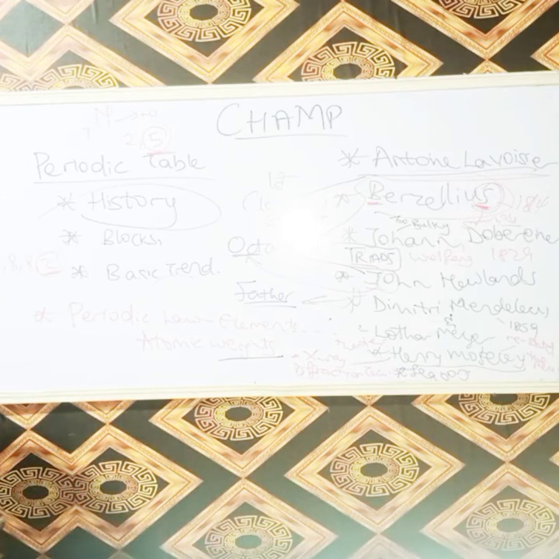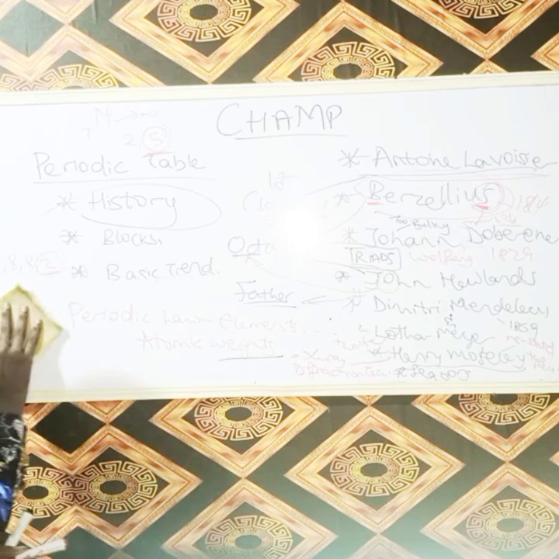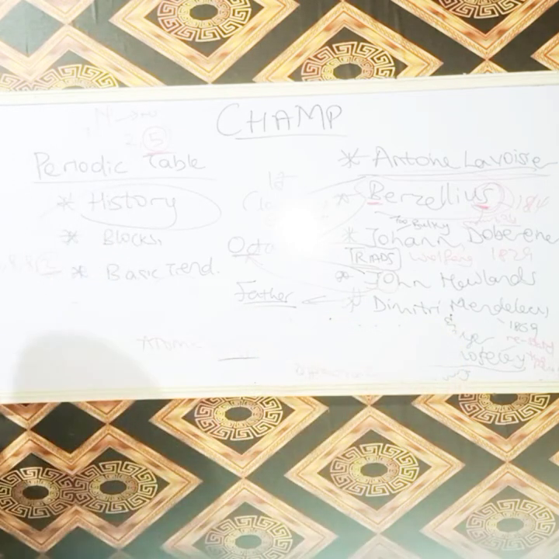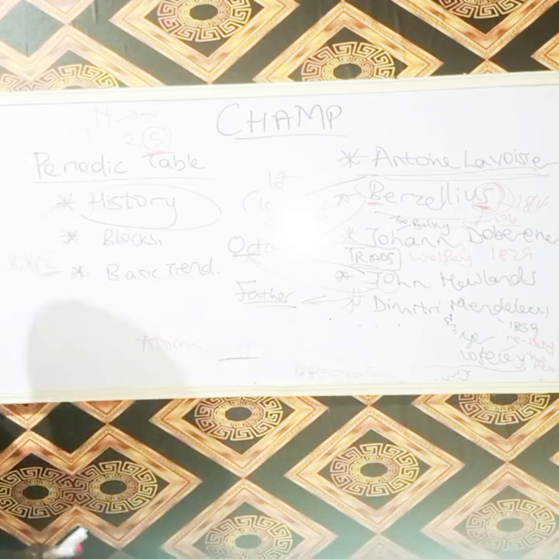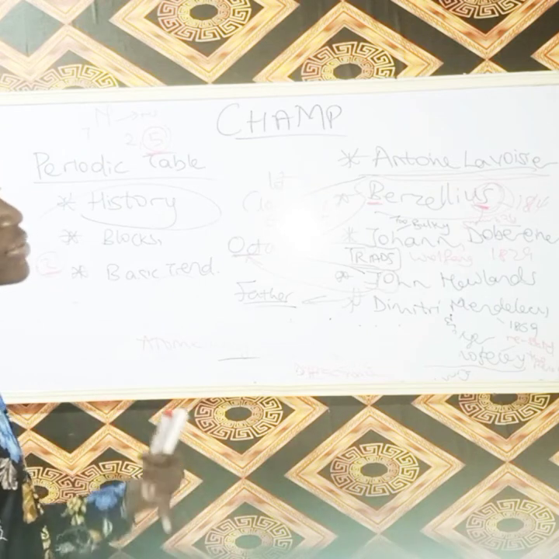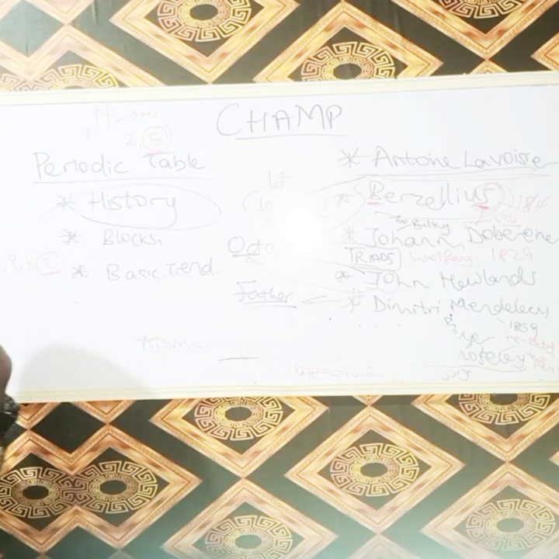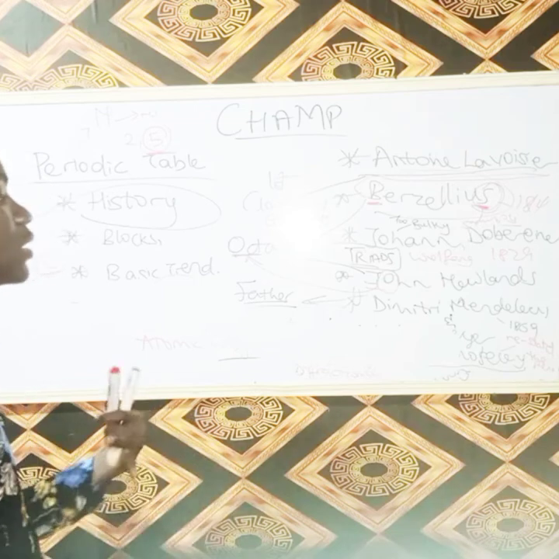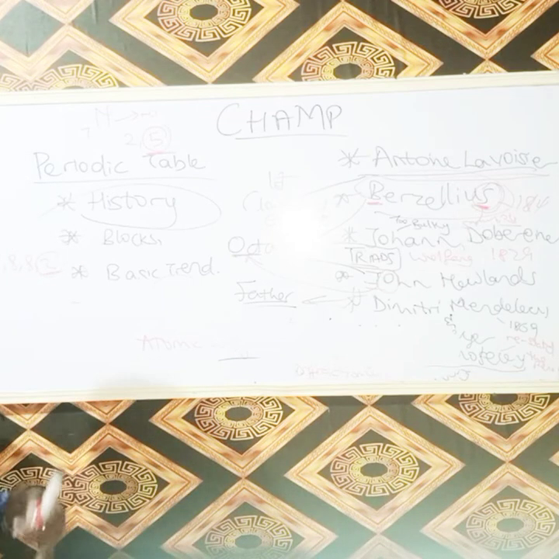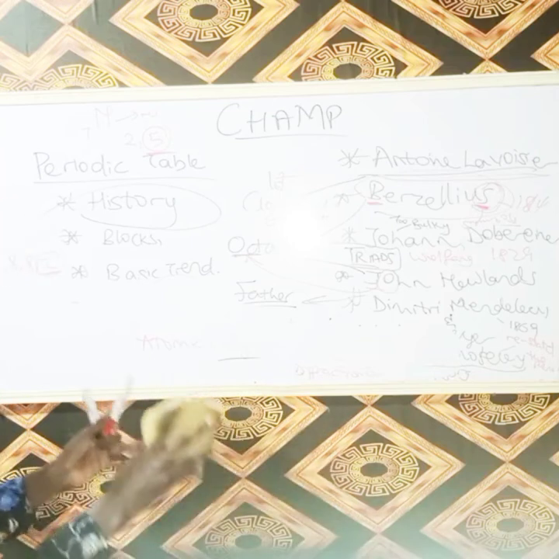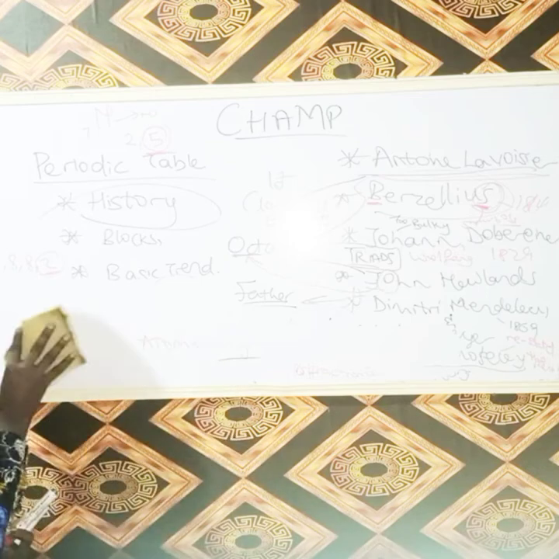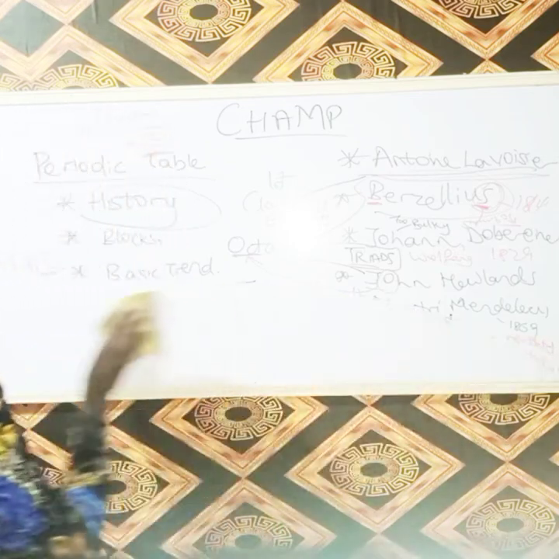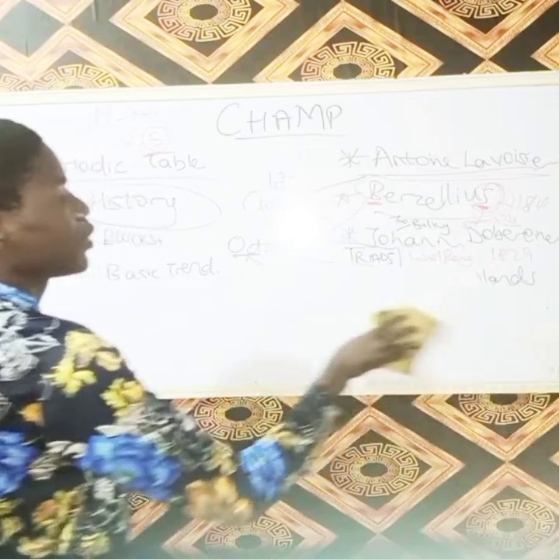Yes, so that's everything about the history of the periodic table. Let's pick some questions. You can be asked, who was the person that proposed the current periodic law? Yes, that's Henry Moseley. He restated the periodic law after assigning atomic numbers to different elements. You can be asked a lot of questions on this. Just master it very well and then revisit it over and over again. Okay, so let's move on now. Let's go to the blocks.